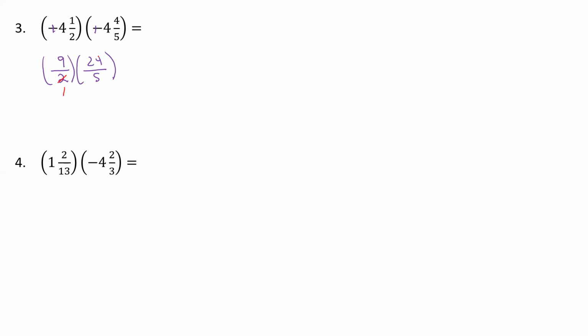2 will go in here once. 2 will go in here 12 times. Now 5 doesn't go into either one of those, so guess what? We have to do some multiplication now. So we're going to take 9 times 12. Okay, 12 times 9. That's going to be 18, carry 1. That's going to be 9 plus 1 is 10, 108. So on the numerator, it looks like we have 108, and then denominator, 1 times 5 is 5.